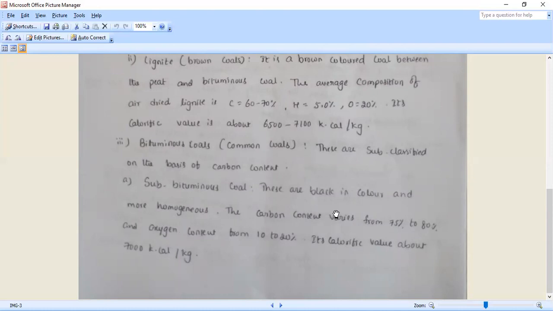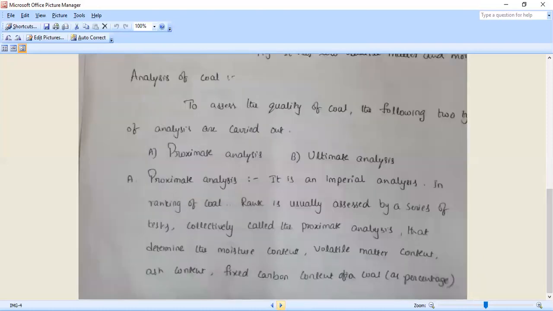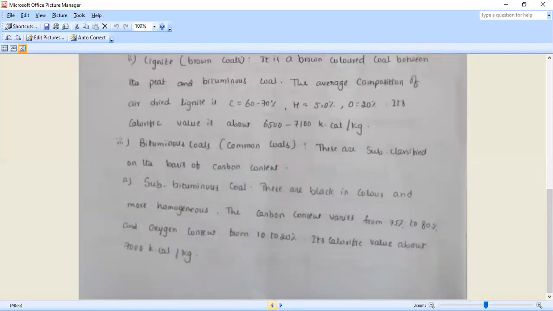Then we go for anthracite. Anthracite may have 90 to 98% carbon content, and may have 8650 to 8700 kilocalories of calorific value.